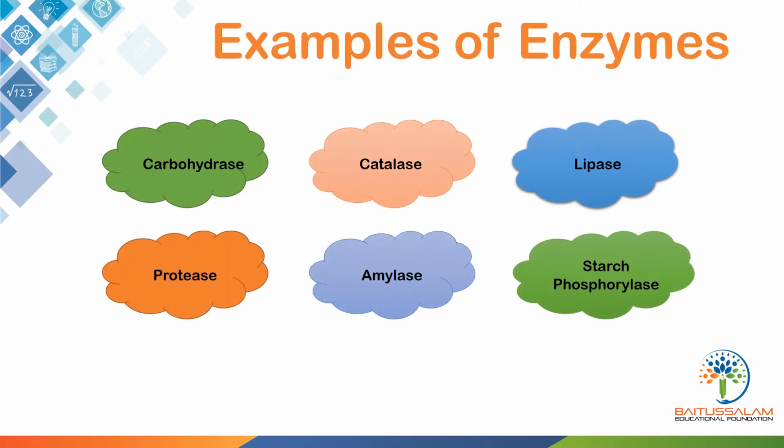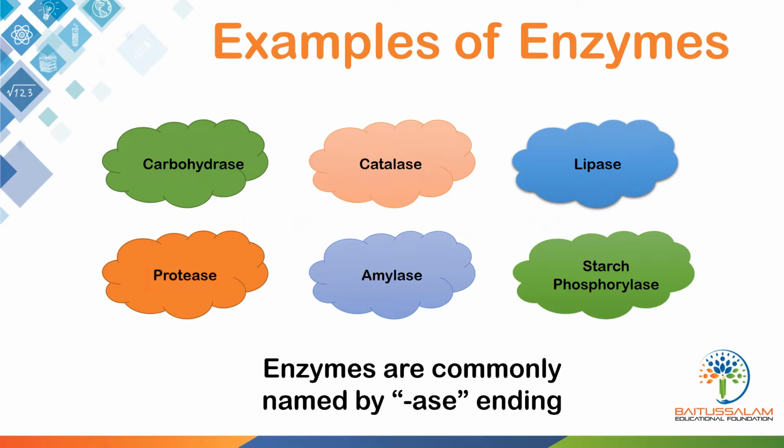There are many types of enzymes, but here are 6 of them: carbohydrase, catalase, lipase, protease, amylase and starch phosphorylase. You may have noticed that all the enzymes end with "ase".